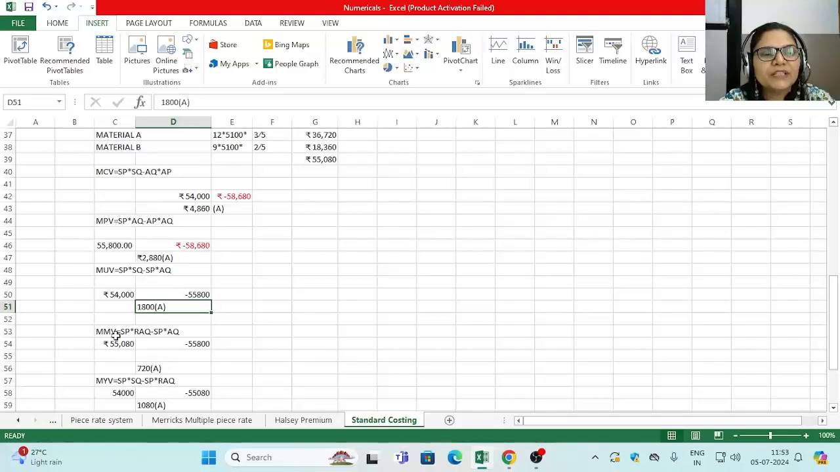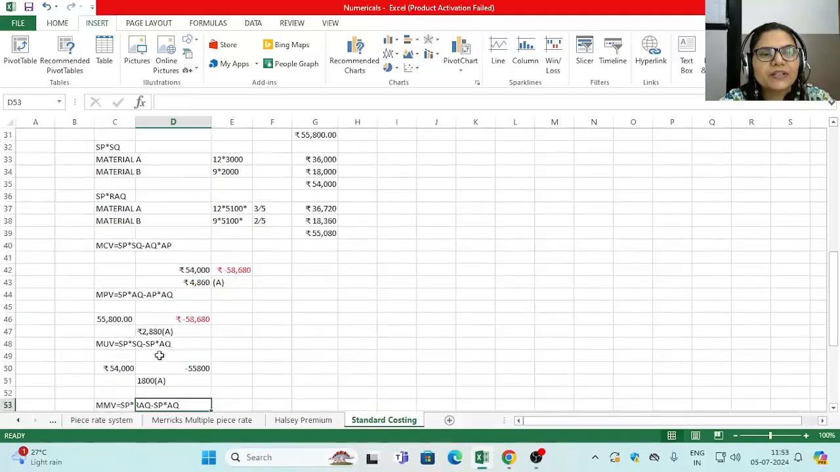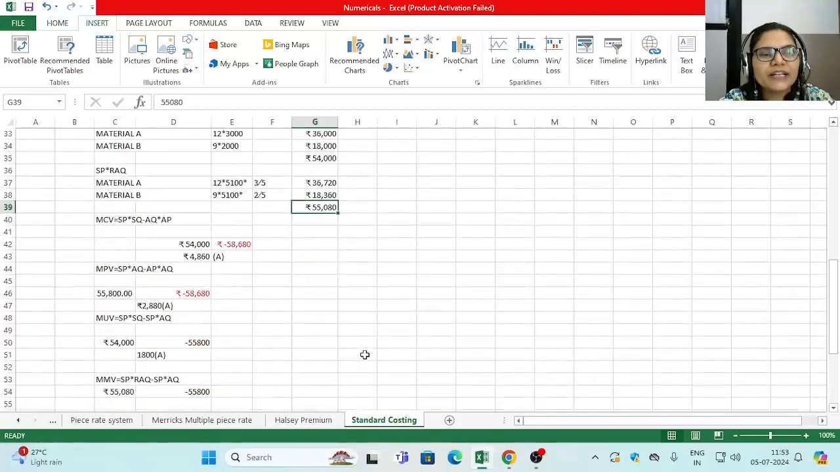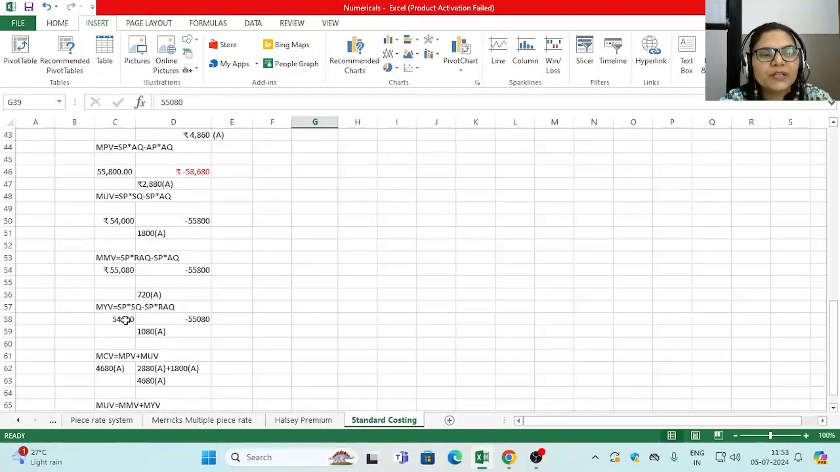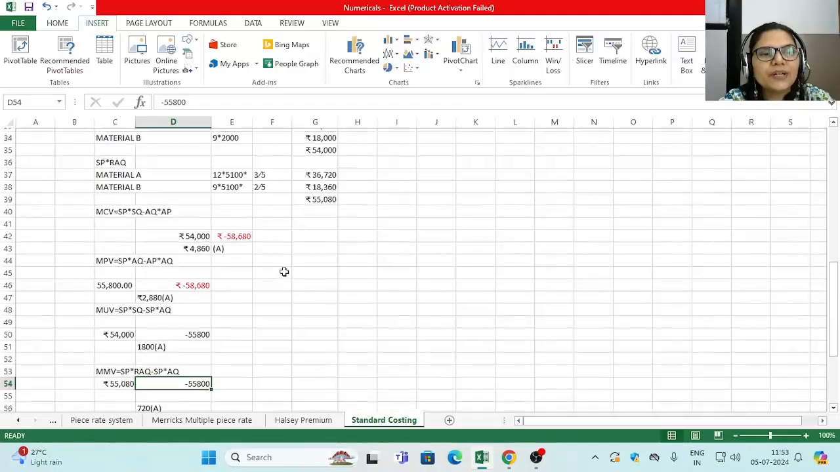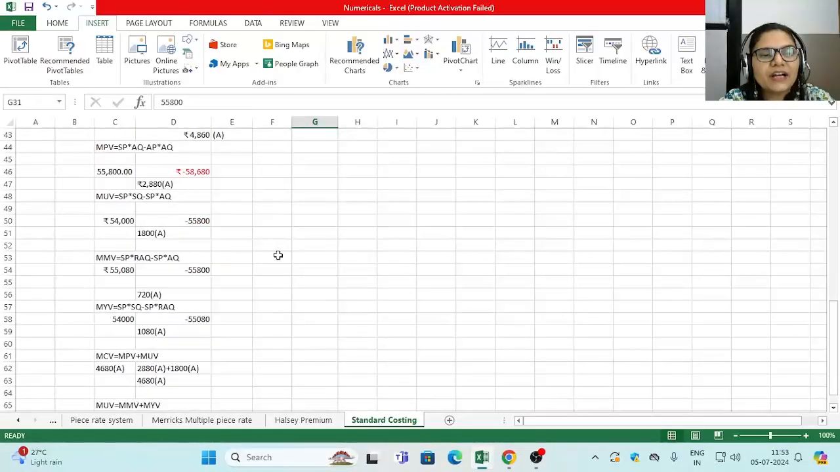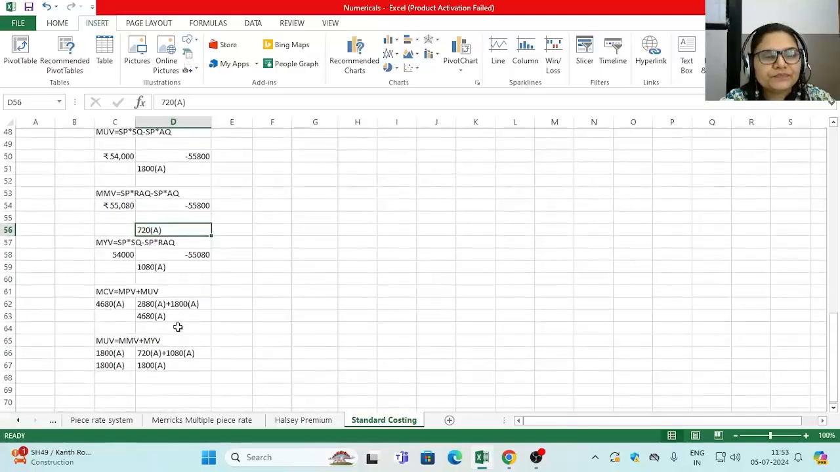Material mix variance is equal to SP into RAQ minus SP into AQ. We have already calculated SP into RAQ as 55,080, and SP into AQ is 55,800. We will input these values into this particular formula and we will get 720 adverse. Material yield variance, similarly, we will input all the values we have calculated.